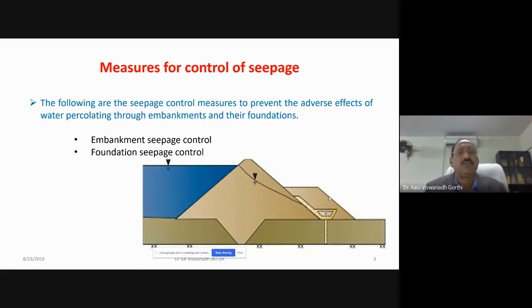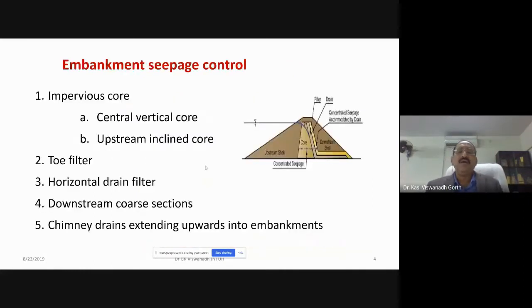So what measures are to be taken to control the seepage in an earth dam or earthen embankment? The following are the seepage control measures to prevent the adverse effects of the water percolating through the embankments and the foundations: embankment seepage control and foundation seepage control. We need to concentrate on controlling the seepage both through the body of the dam as well as the foundation of the dam.